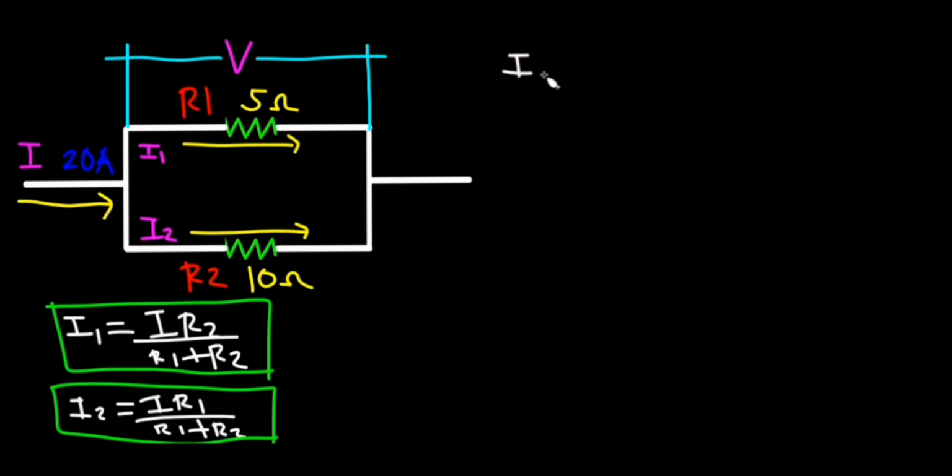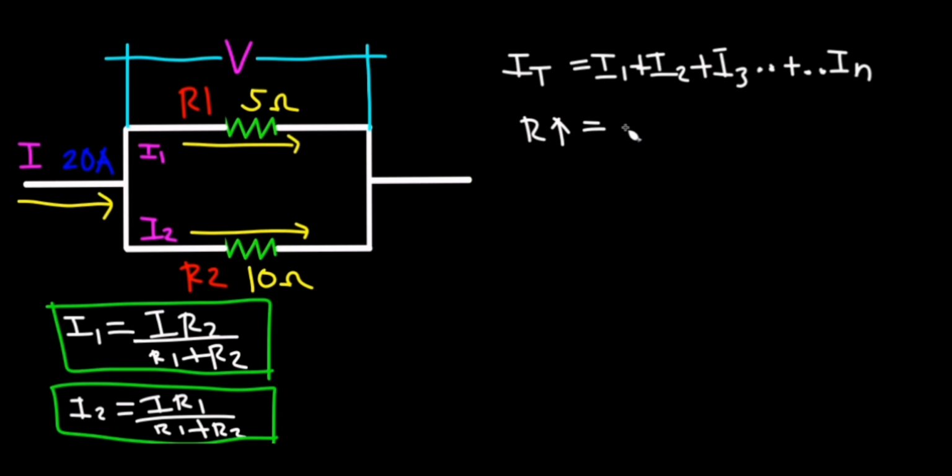In a parallel circuit, the total current is the sum of the currents flowing through each individual resistor. Remember that the total current of the parallel circuit is divided in each of the resistors depending on their value of resistance. The higher the resistance, the lower the current. And the lower the resistance, the higher the current.